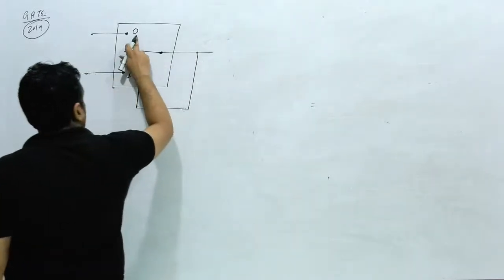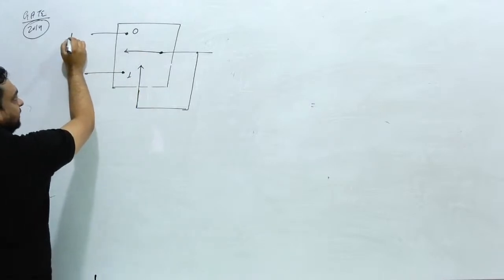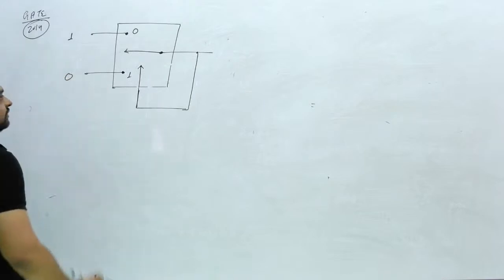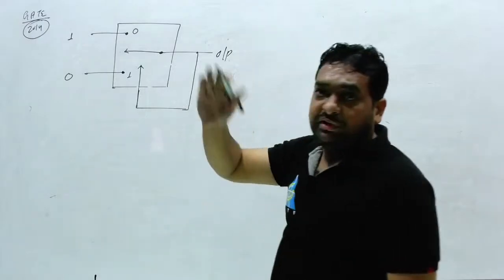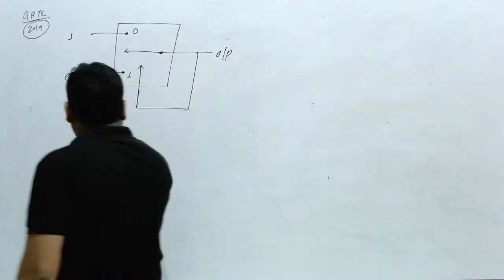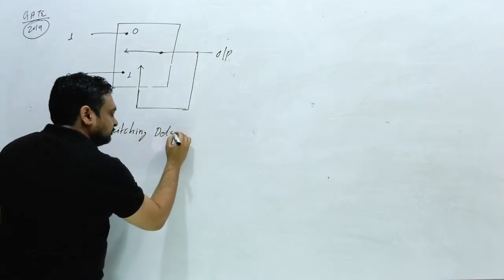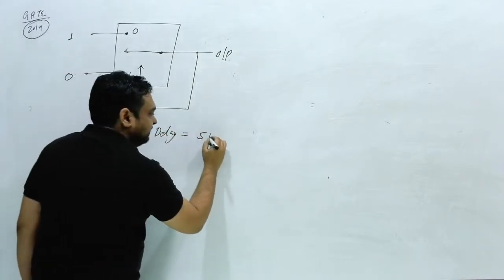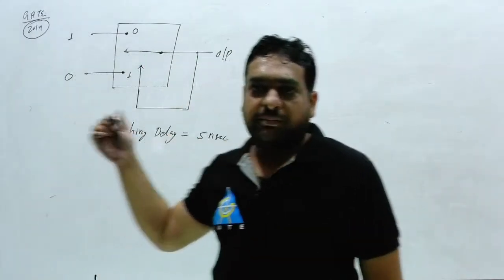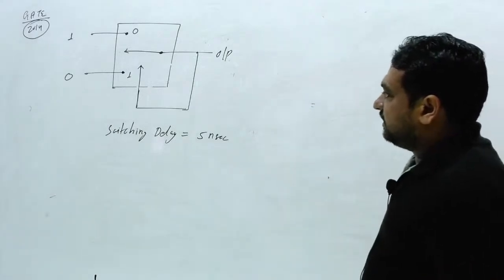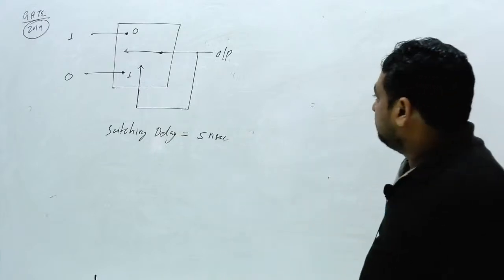Suppose this 0 is connected to 1, and this 1 is connected to 0, and this is the output. And suppose this switching delay is equal to 5 nanosecond. What can be the output of this circuit? Switching delay is 5 nanosecond. What can be the output of this circuit?